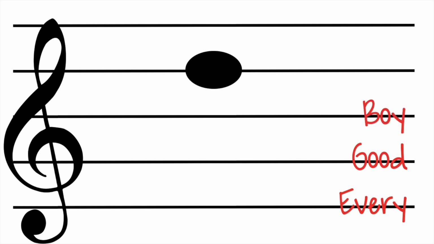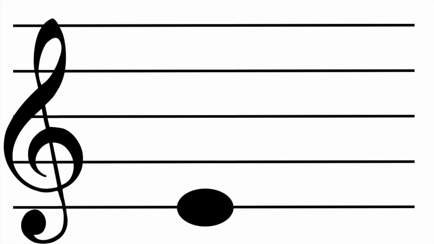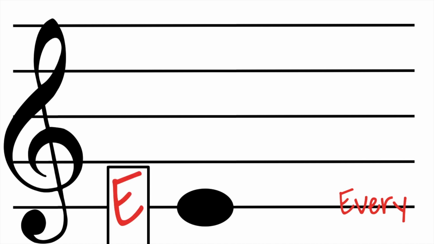All right, so let's practice a few of these. Try and take some time on your own to figure out what this note is, and then I'll go ahead and tell you what it is in just a few seconds. So this is a line note, and since it's a line note, we use the sentence, every good boy does. This note is D. Try and figure out this note. This is a line note. So we start at the bottom line and we say the sentence, every. That note would be E.